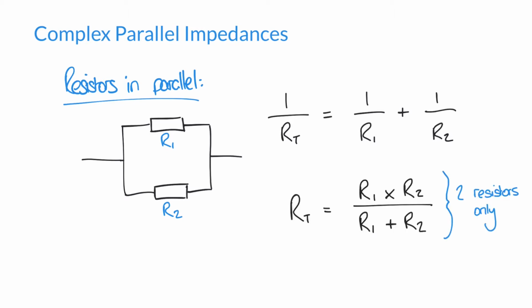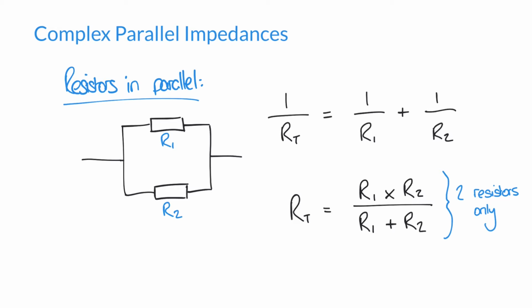There's another formula we can use, which is a bit more convenient. It's this one here. RT, the total resistance, is equal to R1 times R2 over R1 plus R2. Just remember, you can only do that with two resistors in parallel. If you have 3 or 4 or more parallel circuit elements, you can't extend this formula, but you can extend this formula. We can say 1 over R1 plus 1 over R2 plus 1 over R3 plus so on and so forth.